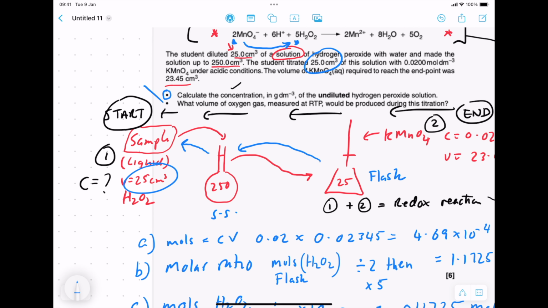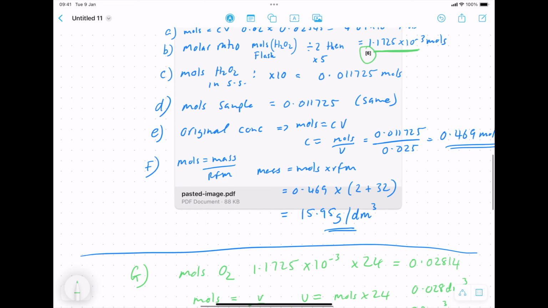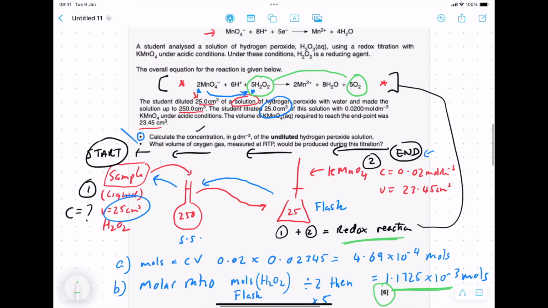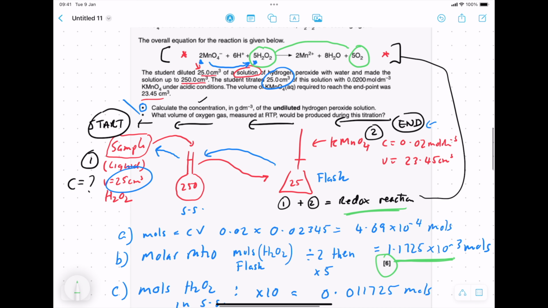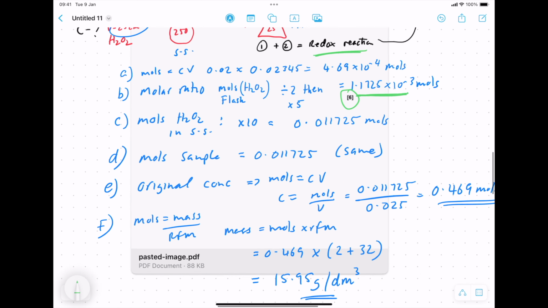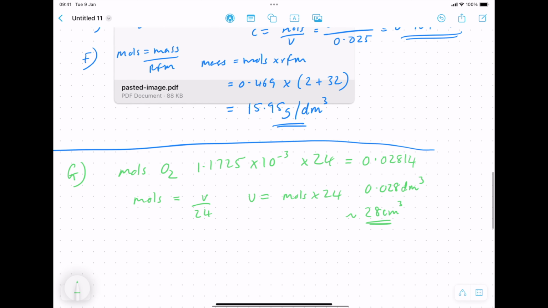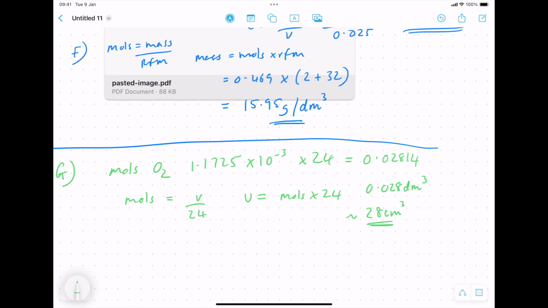Or in other words, to put it into centimeter cubed, times it by 1,000, is 28 centimeter cubed. Which is a really sensible answer because look at the quantities we're dealing with: 25 of peroxide, 23.45 of potassium manganate. So always do a check at the end and think, right, is this a sensible answer? If I had 500 or just 4, then I have to relook at my calculation and see if I've made a typo by missing out a factor of 10 or something like that. So the final answer is 28 centimeter cubed.